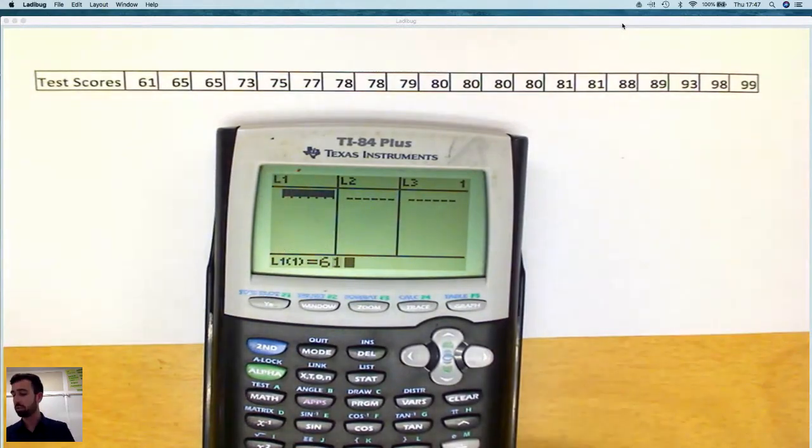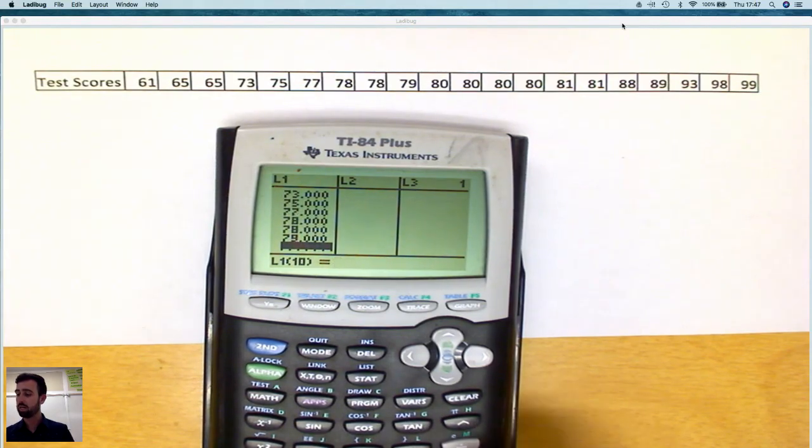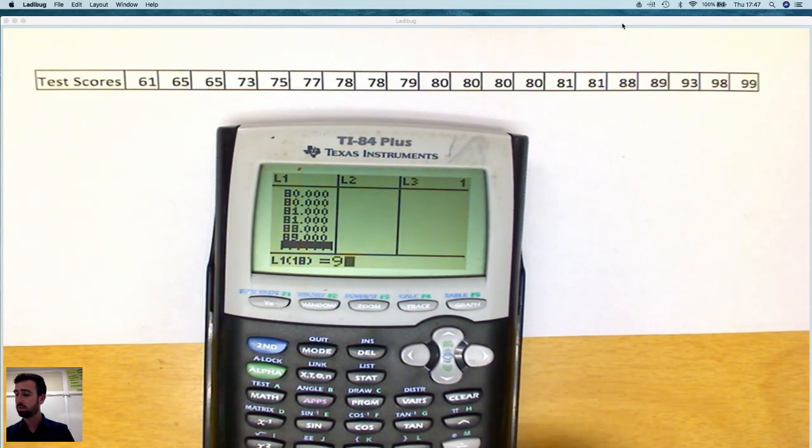and then you can type in your data points. So 61, 65, 65, 73, 75, 77, 78, 78, 79, 80, 80, 80, 80. And you're just going to keep going. Okay, 20 data points. Perfect.